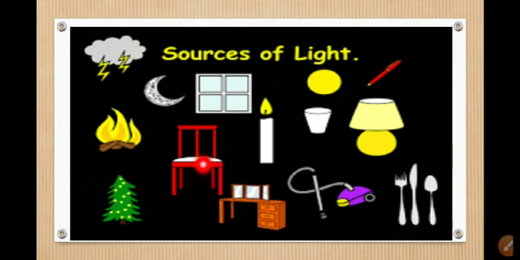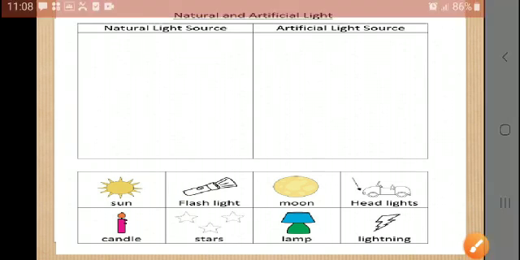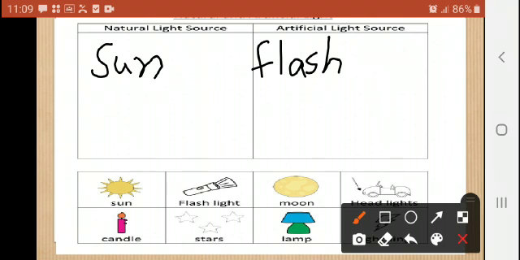So you can see here there are different sources of light. Some of them are artificial and some of them are natural. Can you tell me which of them are artificial sources of light and which of them are natural sources of light? We can separate the artificial and natural sources of light here. So you can say sun is a natural source of light. So we write sun here in this box. Flashlight is an artificial source of light. So we can write it here in the artificial light source box.